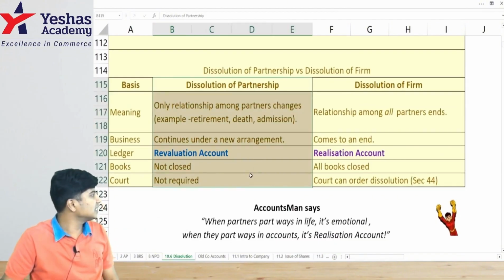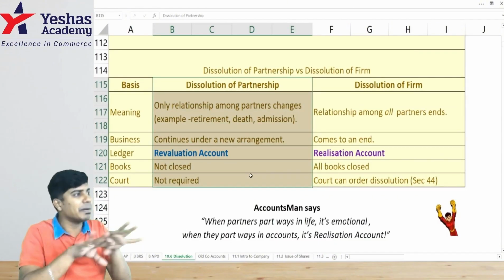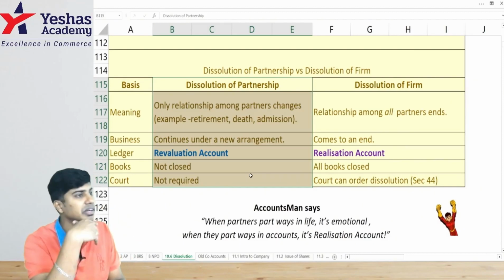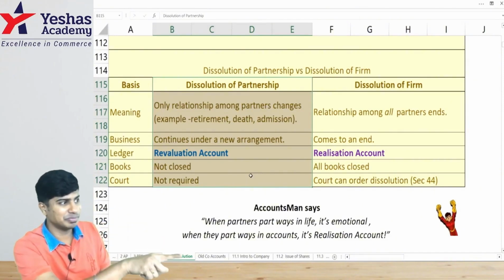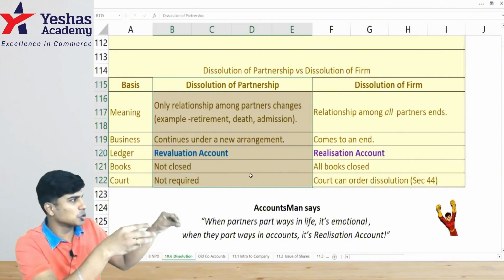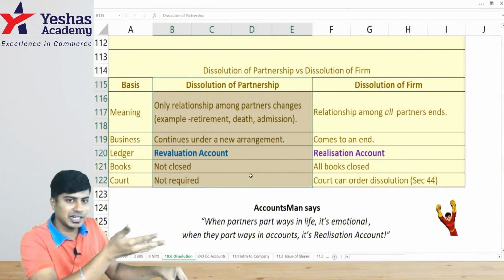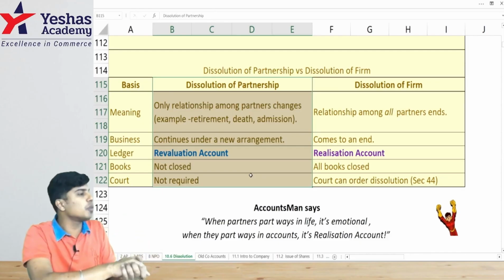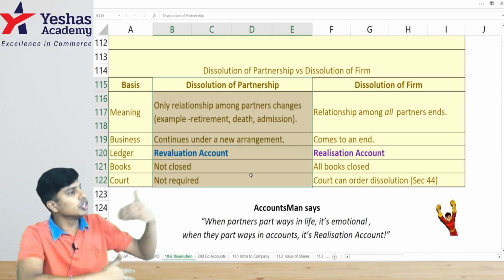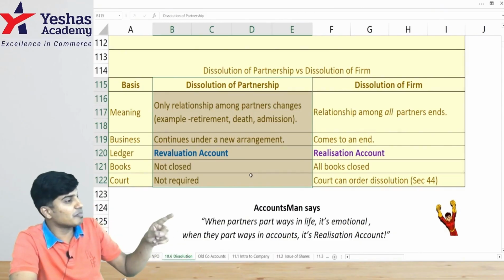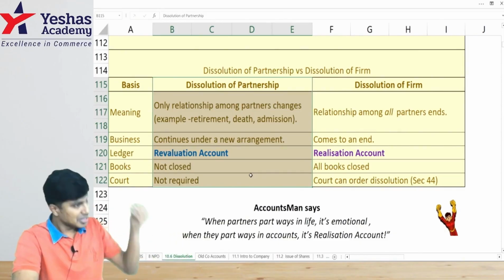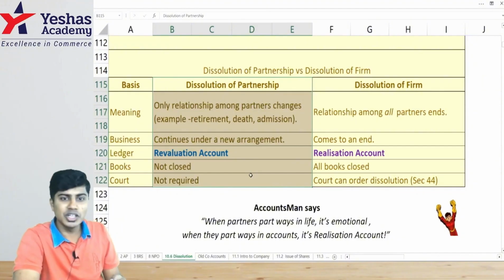In the case of partnership dissolution, only the agreement between the partners will get cancelled. A new agreement will come. Admission, retirement, death is dissolution of partnership. Because one of the partners goes out, one of the partners comes in or one of the partners dies, the existing agreement is no more valid. They would have to enter into a new agreement. New partnership deed comes into place. That is dissolution of partnership but not firm. Why? The business will still continue under the new agreement.